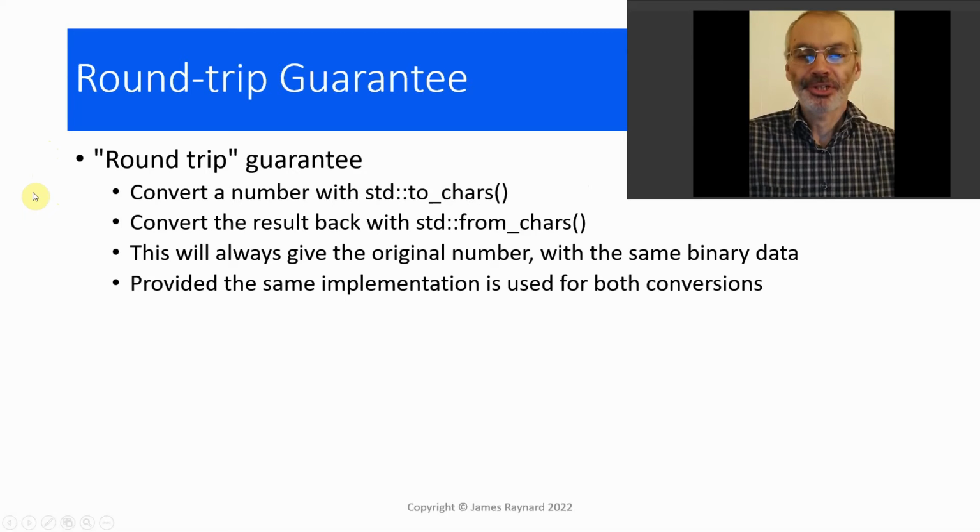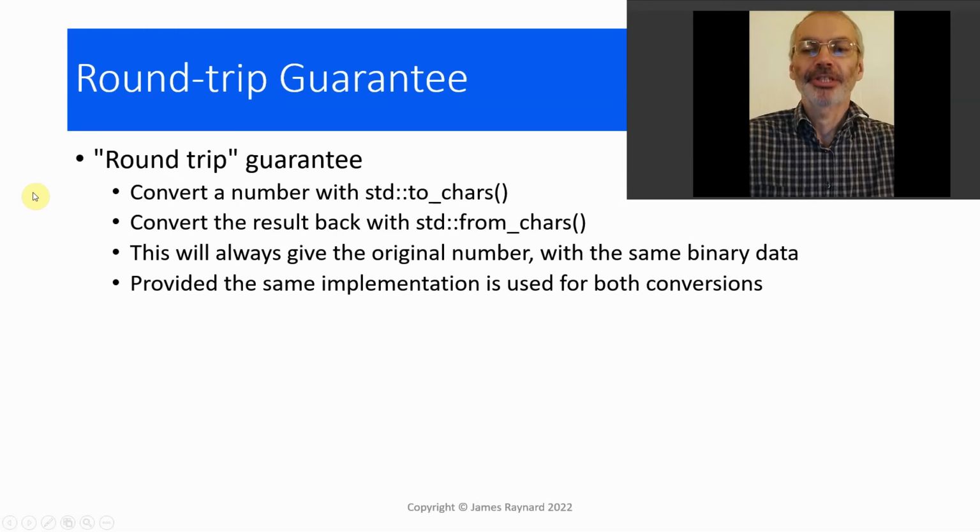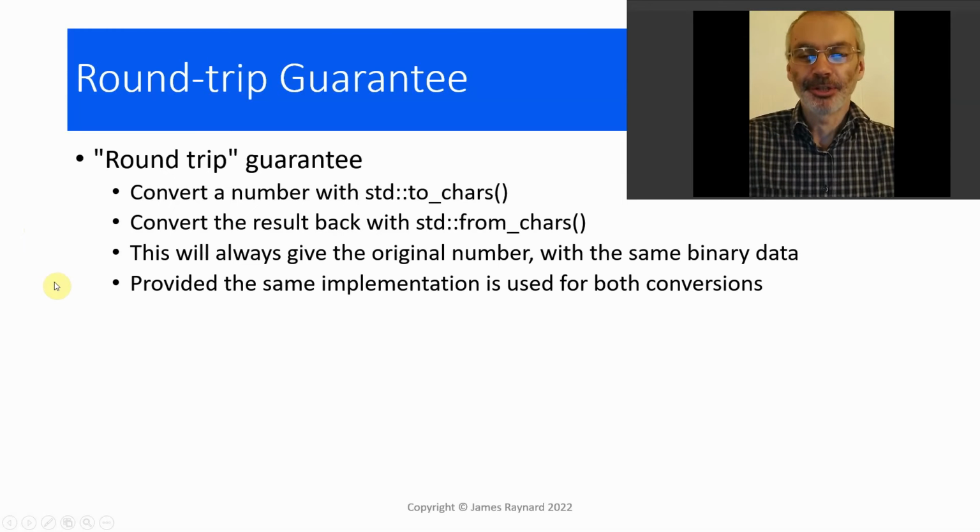If we use these two functions together, we can get a so-called round-trip guarantee. If we have a number and we convert that to a string with toChars, and then we pass the result as an argument to from-chars, then we're guaranteed to get the original number back with the same binary data even. Obviously, that assumes that we're using the same implementation. If you send the string over a network and you convert back on a different computer using a program that was compiled with different options, then there are no guarantees.